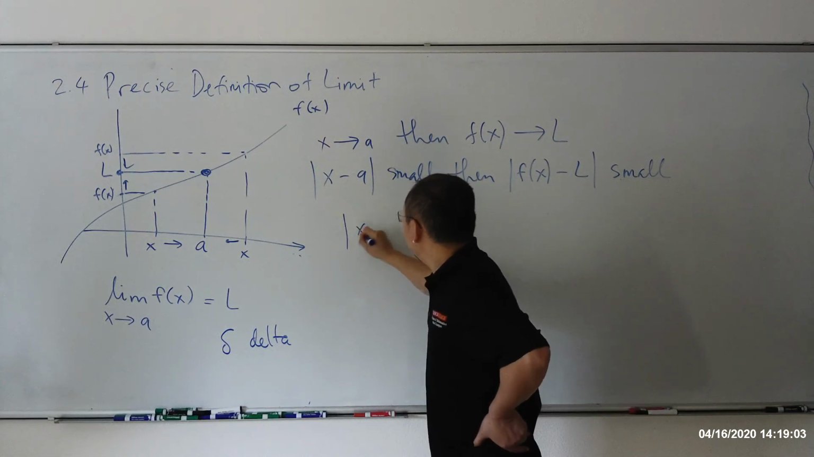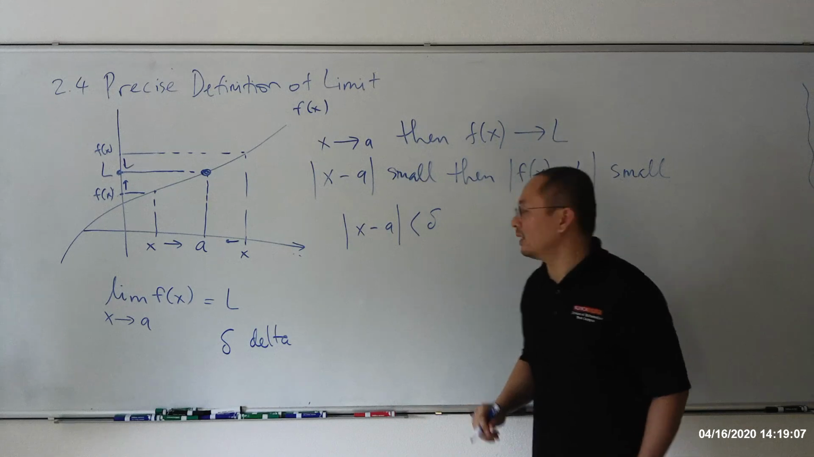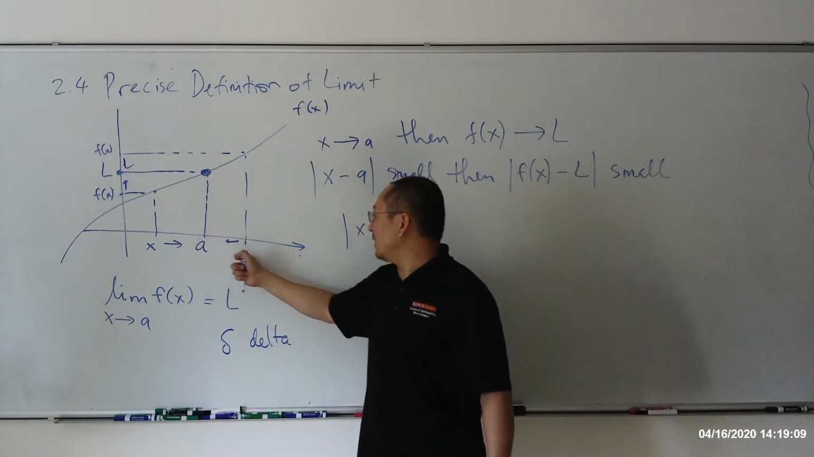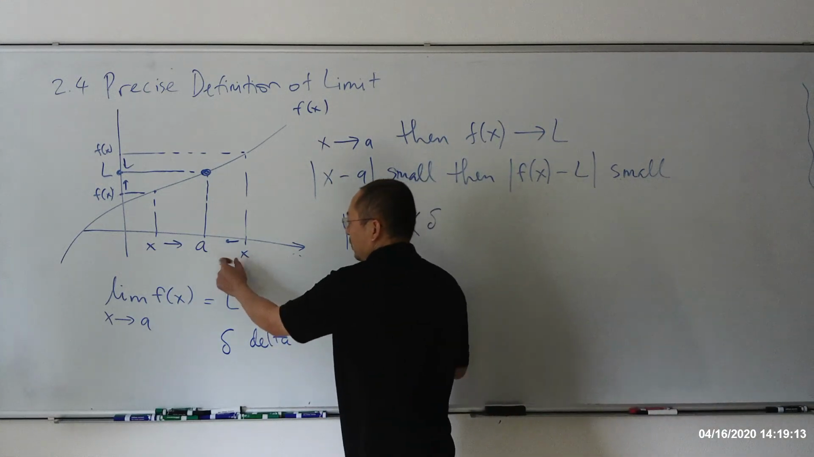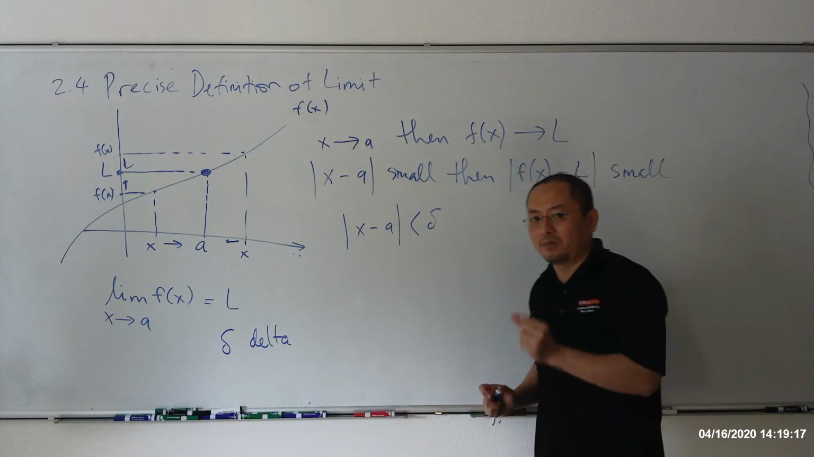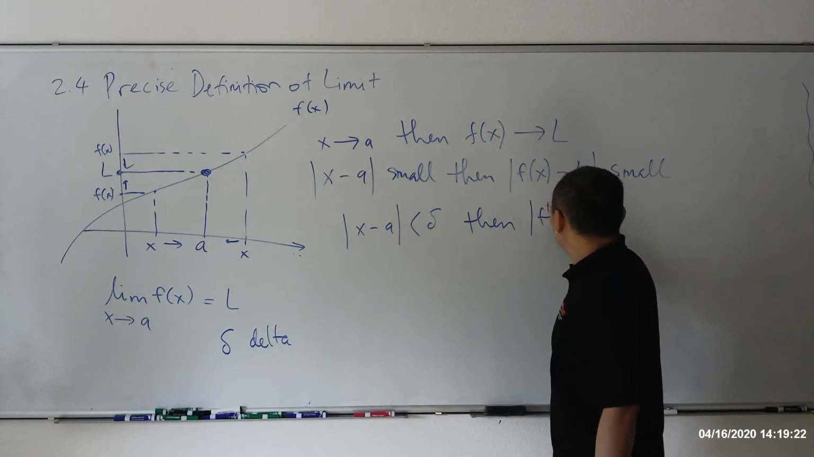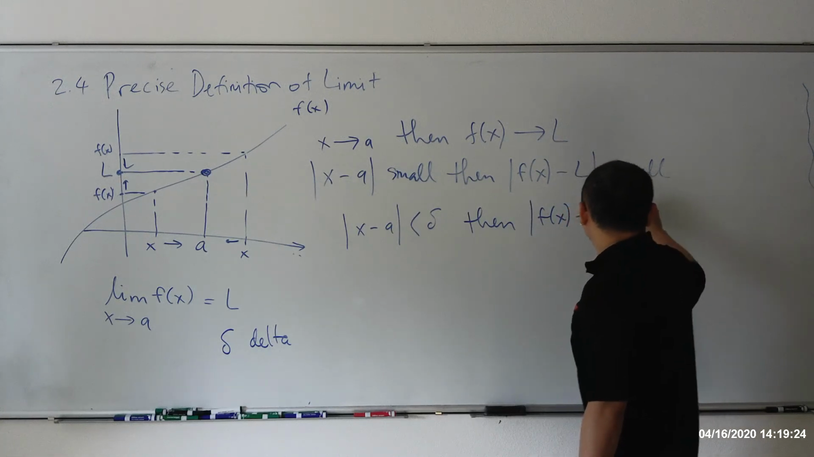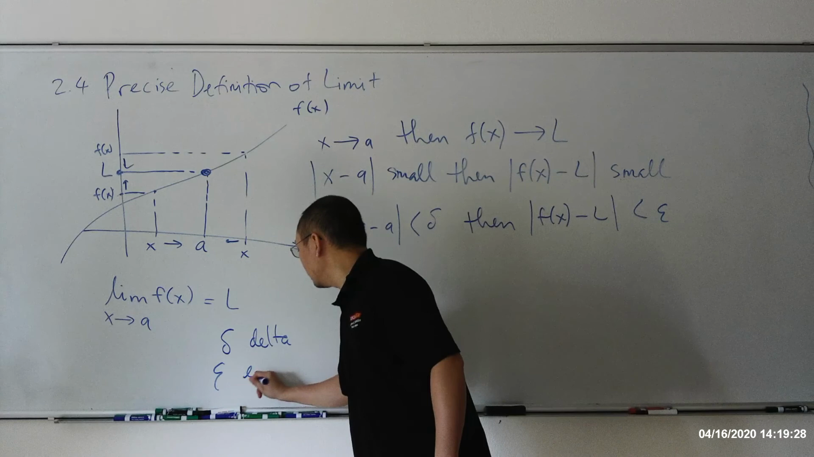If |x − a| is pretty small, smaller than a small number, say if this is 5, this is 5.1, 5.01, so the distance between 5.1 and 5 is 0.1. This is the delta we're talking about. This is small. Then |f(x) − L| is going to be less than some smaller number, called epsilon.